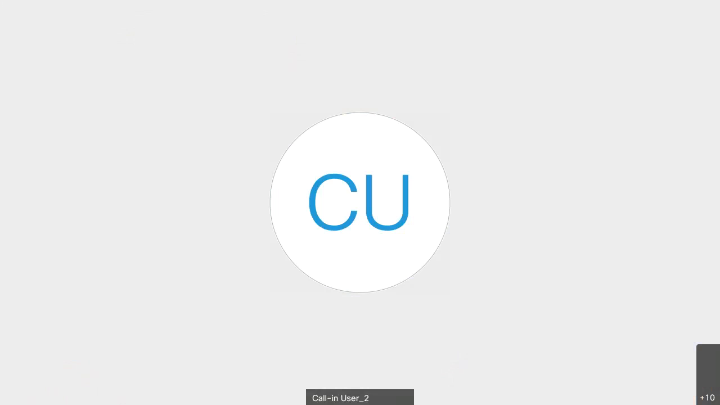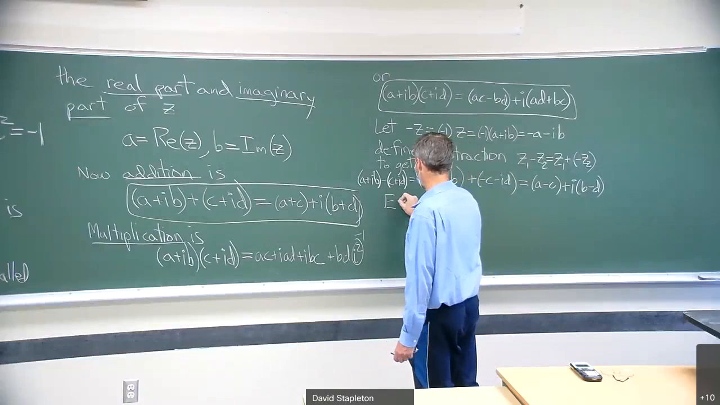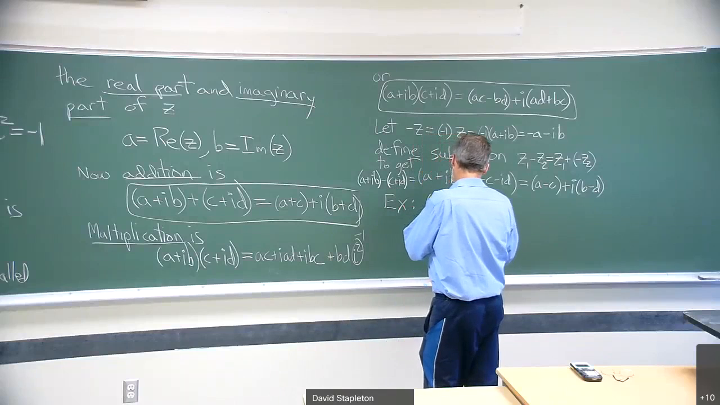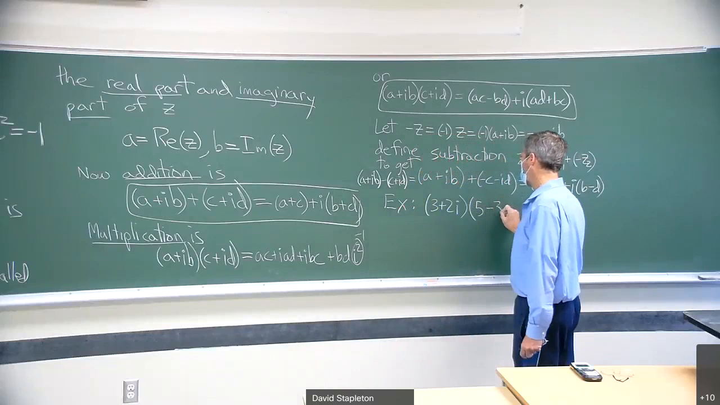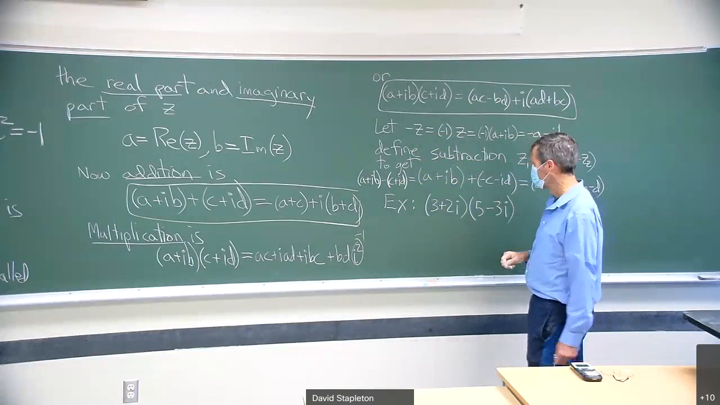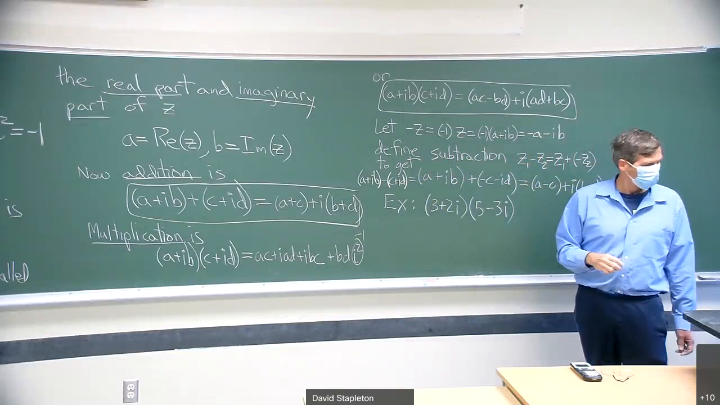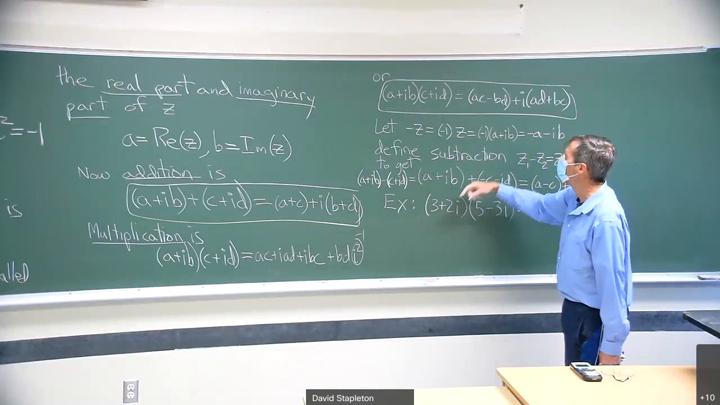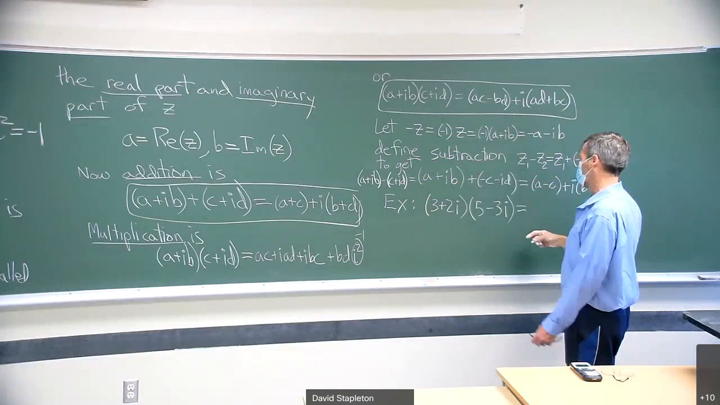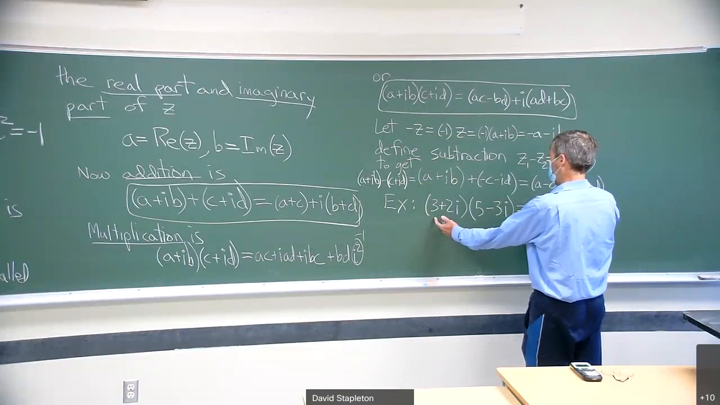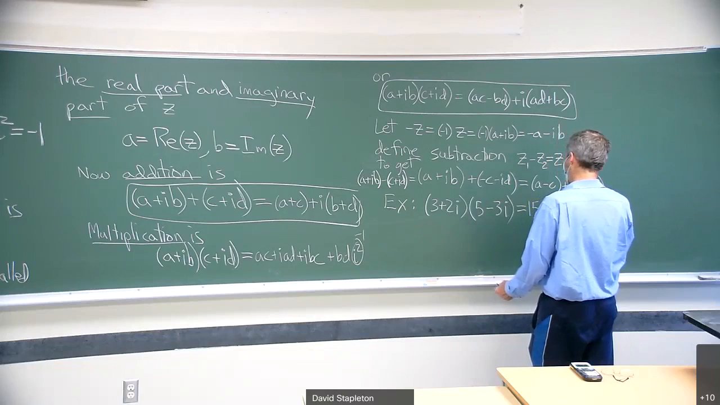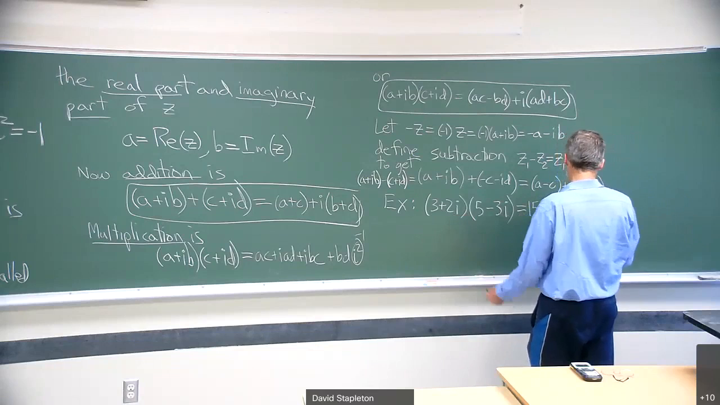Okay, we need some examples. This is screaming for examples, right? Suppose I take 3 plus 2i, and I want to multiply it by 5 minus 3i. All I have to do is FOIL. I can memorize that law if I want, but it's easier just to FOIL. 3 times 5 is 15. Minus 3 times 3i is minus 9i. This times this, plus this times this is plus 10i. Plus this times this is 6 times i squared.